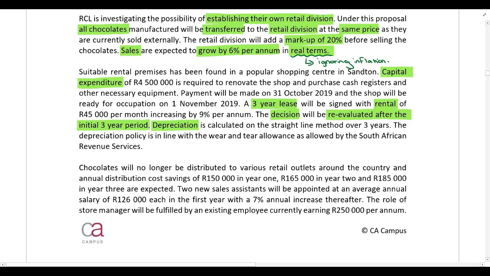Depreciation is calculated on the straight line method over 3 years. The depreciation policy is in line with the wear and tear allowance as allowed by the South African Revenue Services.